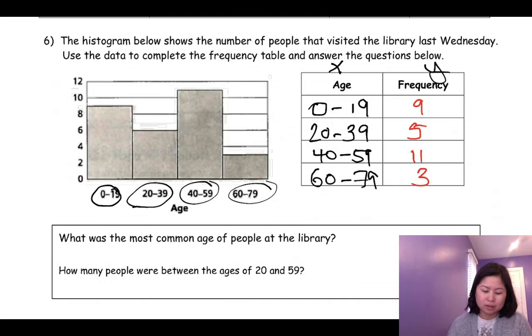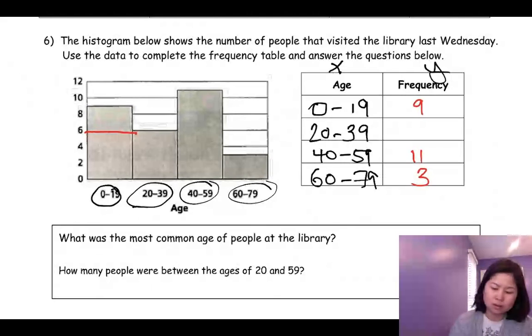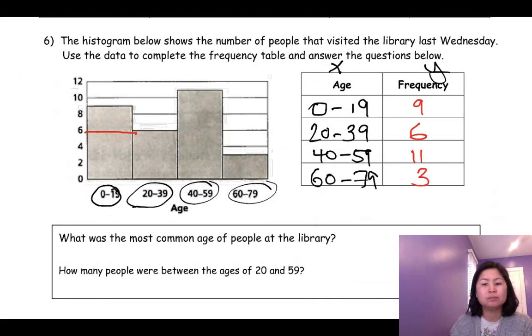Okay, let's answer the question again. What was the most common age of people at the library? What's the common age? 6. Jayla, it could be 6, yeah. So on your summative, if it's close enough, sometimes it's hard to see, but it's okay. I'm okay with it if it's close enough and you say 5, I'm like, it could be 5. But yeah, it looks more like a 6.